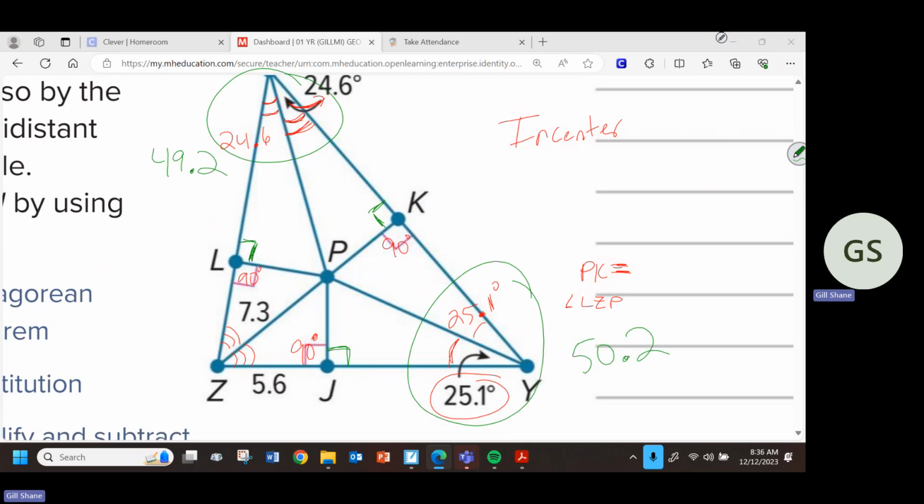Again, I'm just adding the two angles together and that makes the big angle. So now if I add those together, what do I get? 99.4. So I could say 180 subtract 99.4. What would that be? 80.6, I believe. So this big angle right there, somebody can check my math.